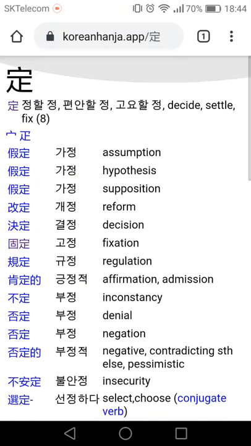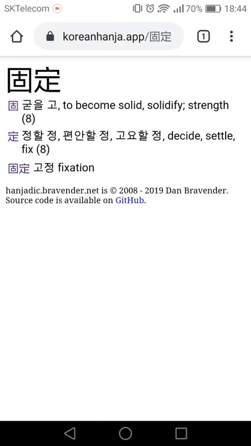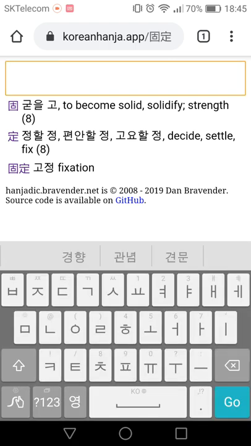Okay, let's look at the other part of the word, which is the ko chong. The ko, yes, we've already talked about the ko and we've talked about the chong. So I'm done with the word ko chong. Let's look at other words.